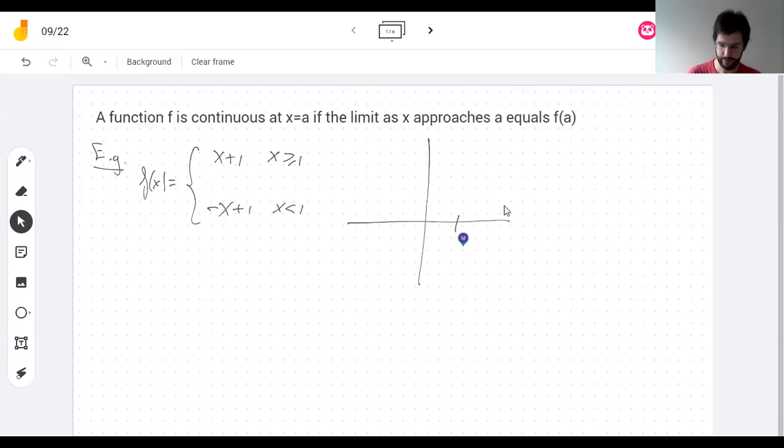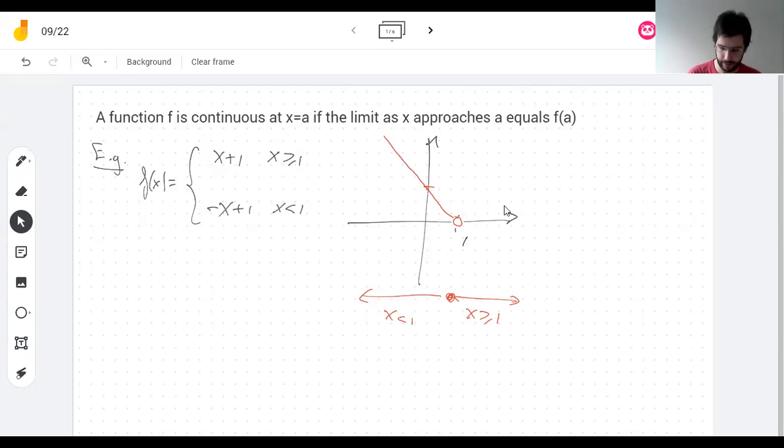So here's x equals 1. When x is smaller than 1, so when I'm here, it's a line with y-intercept equal to 1 and slope equal to -1, and then this is when x is equal to 1. I'm not looking at this formula. When x is equal to 1 or bigger, I'm looking at a different line, a line with slope equal to 1 and y-intercept equal to 1. So what's f of 1? I can see over here, f of 1 is 2.